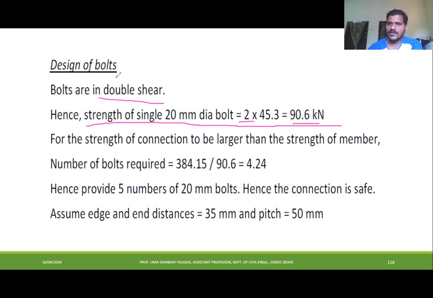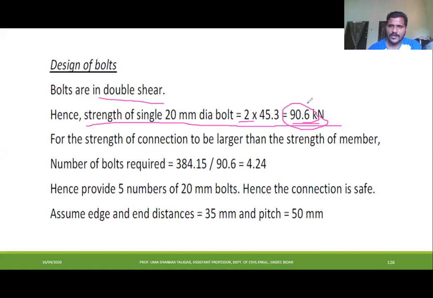Whenever it is filled in double shear, you know ns is equal to 1, nn is equal to 1, you will assume the values and calculate the shear capacity of the bolt and also the bearing capacity of the bolt, and out of those two values you will take the lesser value. That value I have taken directly here. It is 90.6 kilonewton. And this is the strength of one bolt.